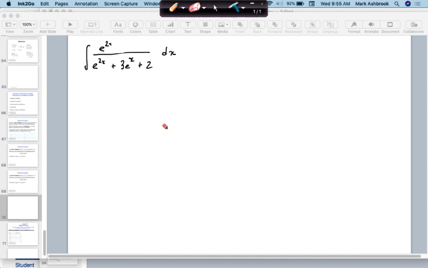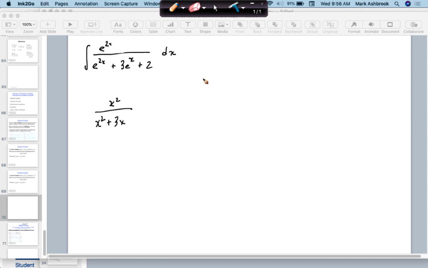Is it one of the common forms for undoing the product rule? Definitely not. Is it partial fractions? Is it one polynomial divided by another? Sort of. It sort of is, right? What polynomial is this like? So this kind of looks like what set of polynomials? Isn't it kind of like x squared over x squared plus 3x plus 2, isn't it? Yeah. But instead of x's, we have e to the x's, right?